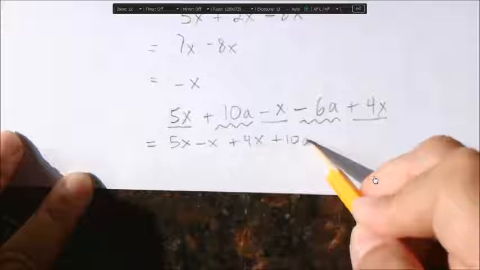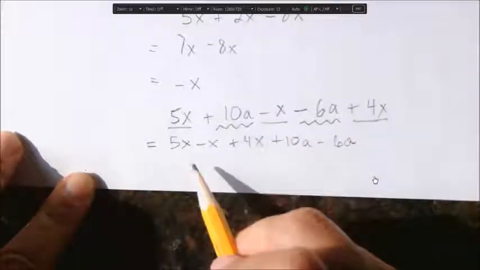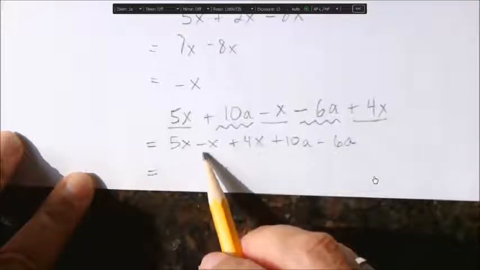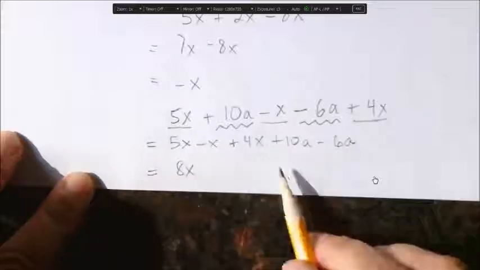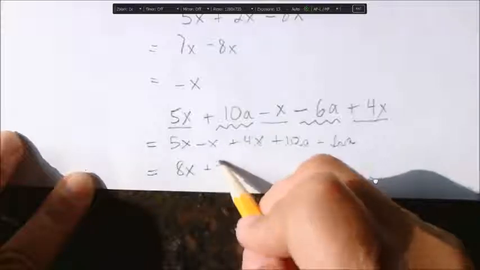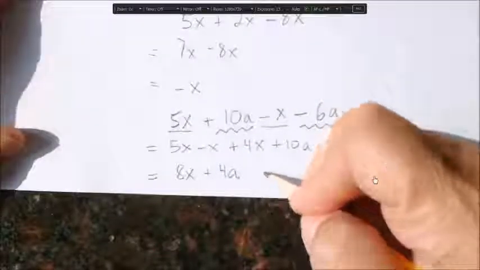Okay, and now my a's are together, my x's are together. 5x minus x is 4x, plus another 4x is 8x. Positive 10a minus 6a is positive 4a. And now I've simplified it. Now, actually, we should write these in alphabetical order.